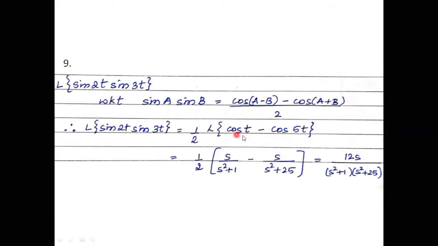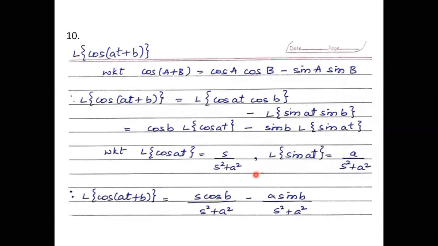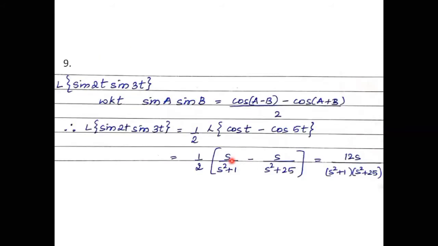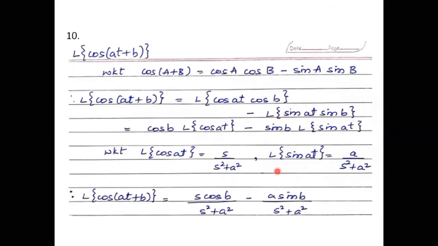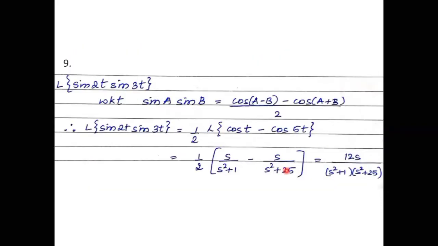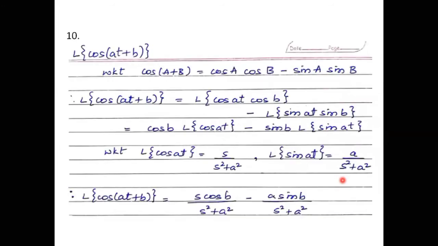And we know the cos at formula. What is that? s by s square plus a square. In place of a, I am having 1 here, so it is 1 square. In place of a, I am having 5 here, so it is 5 square. So s by s square plus 1 minus s by s square plus 5 square, that is 25. See, when you take this LCM and solve, you get this. Okay. So we'll move on to the next problem.